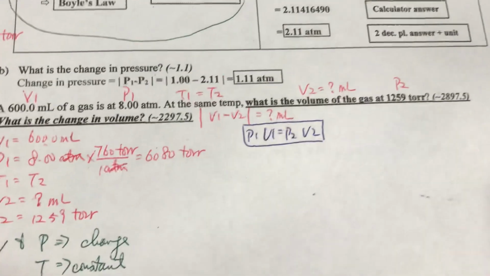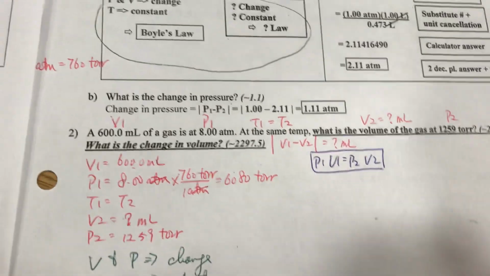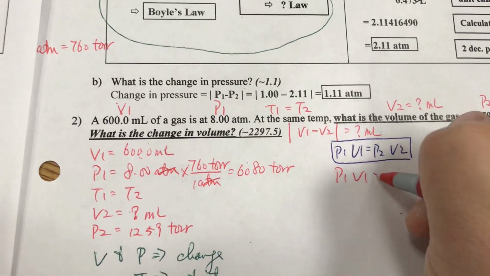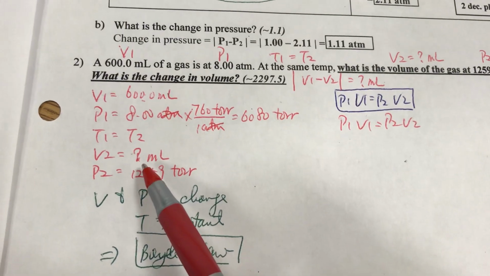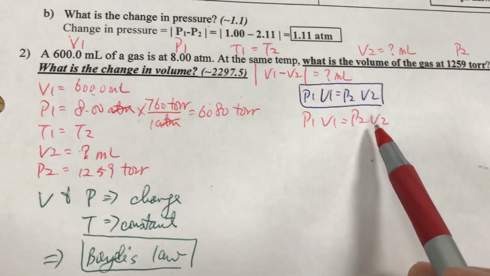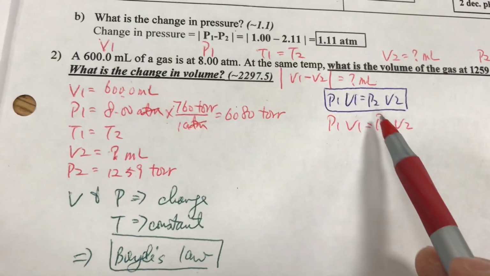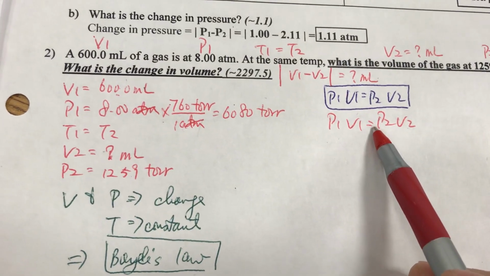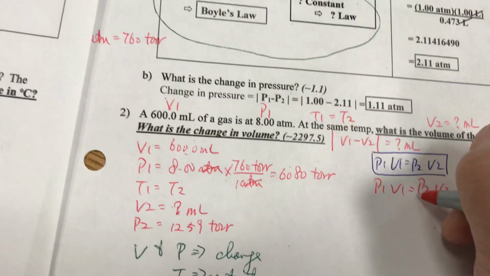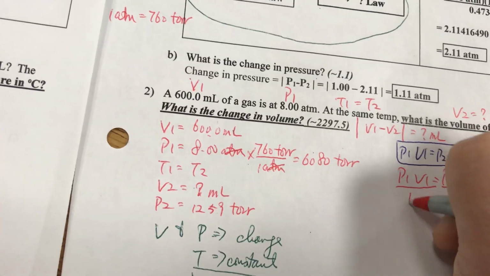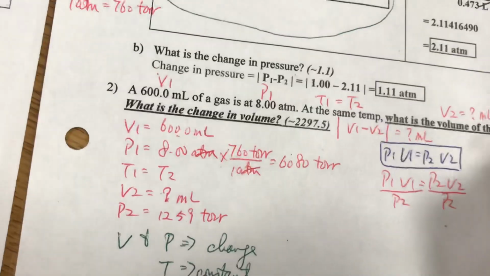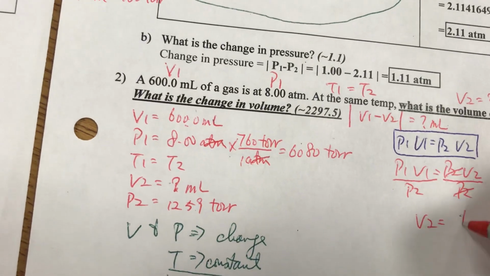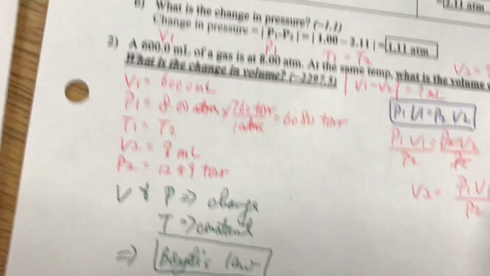Right, we box this formula first, and I'm going to rewrite this formula again. Now you see, I'm looking for my V2, so I have to isolate V2 from anything else. That means I have to cancel my P2. How can I cancel it? I'm going to divide both sides by P2 because I need to isolate my V2. So my P2 is going to be canceled, and I will get V2 equals P1V1 over P2.